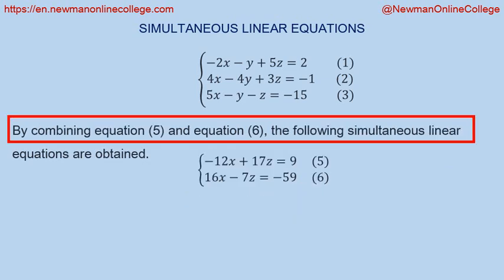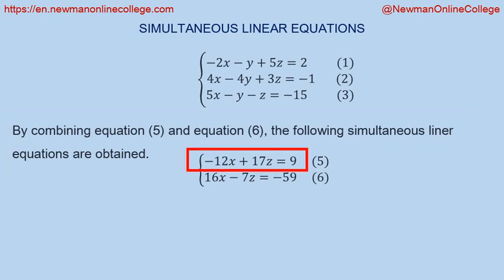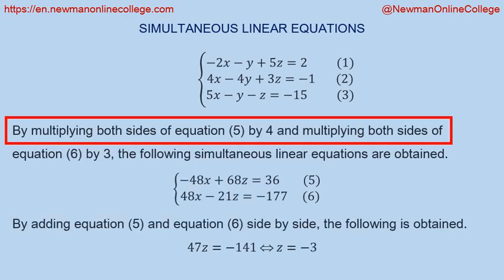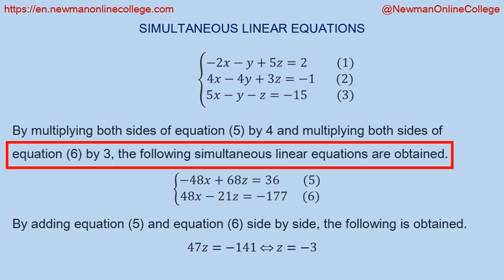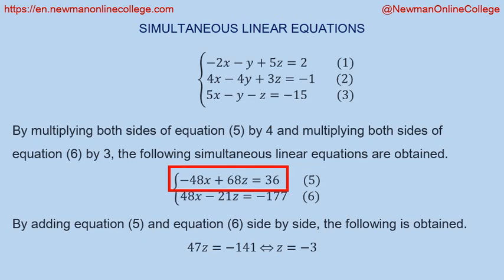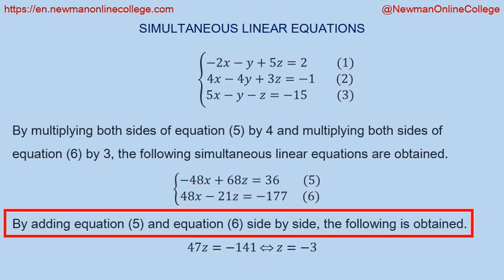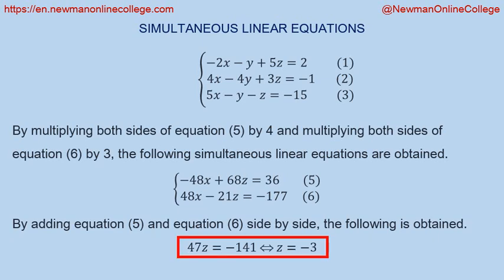By combining equation 5 and equation 6, the following simultaneous linear equations are obtained. Negative 12x plus 17z equals 9. 16x minus 7z equals negative 59. By multiplying both sides of equation 5 by 4 and multiplying both sides of equation 6 by 3, the following simultaneous linear equations are obtained. Negative 48x plus 68z equals 36. 48x minus 21z equals negative 177. By adding equation 5 and equation 6 side by side, the following is obtained.